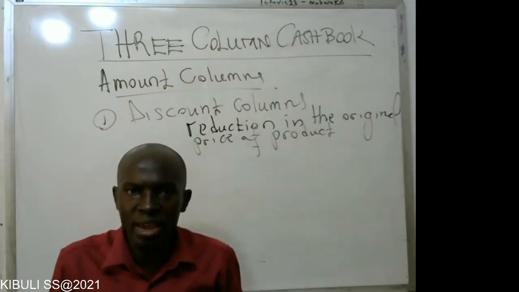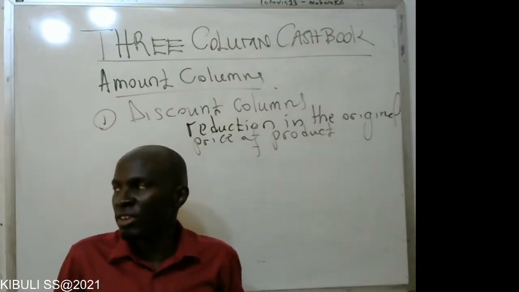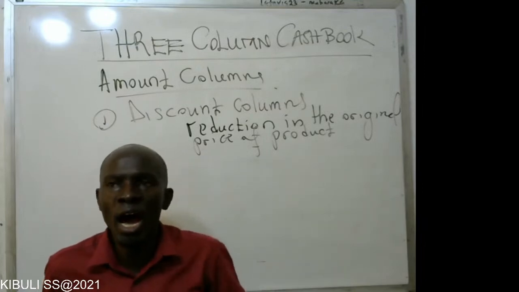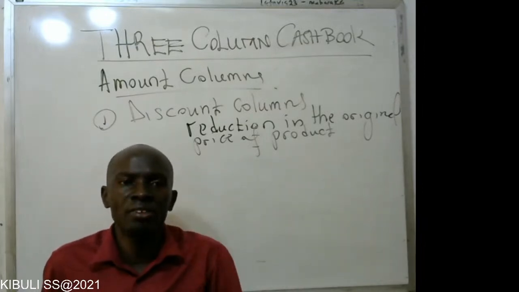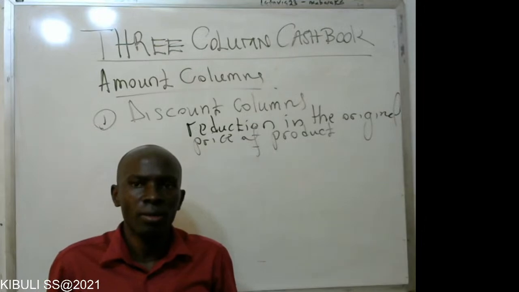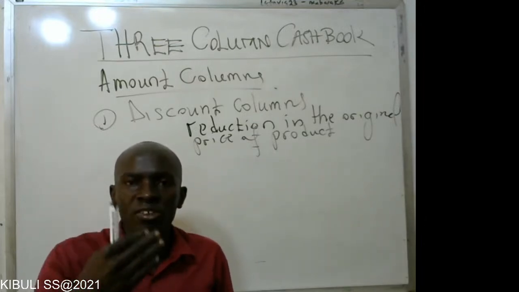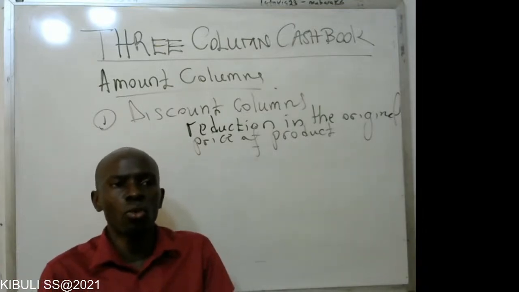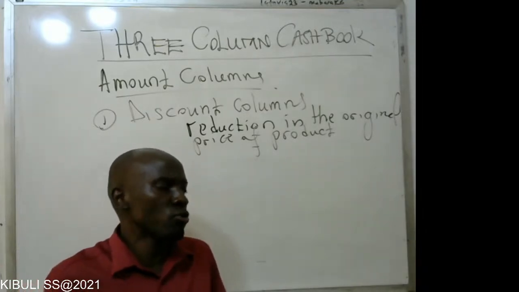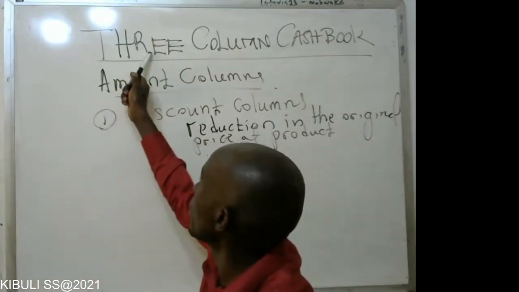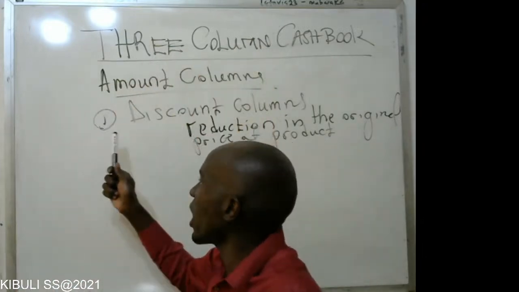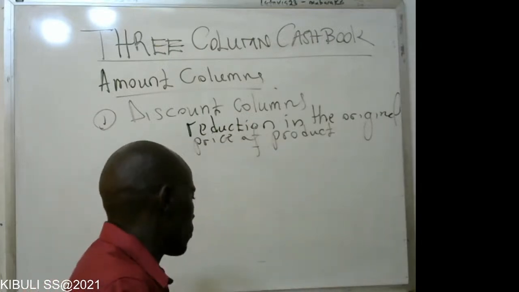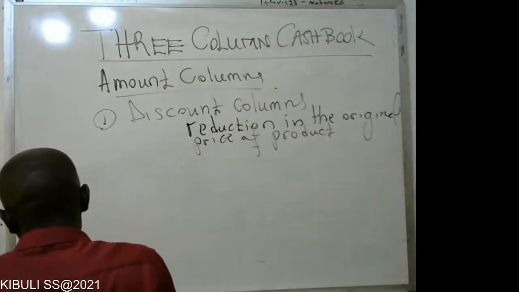But at the same time, even our businesses, when we sell, we also give discounts. We allow discounts to our customers. So, you receive a discount, you also allow a discount. So in such situations, an entrepreneur is supposed to operate what we call a 3-column cash book, so that you can cater for the different discounts.